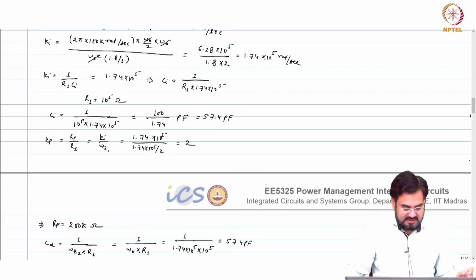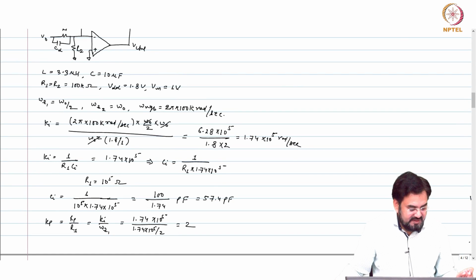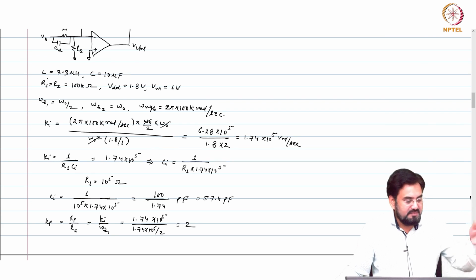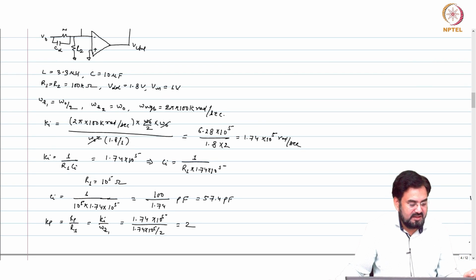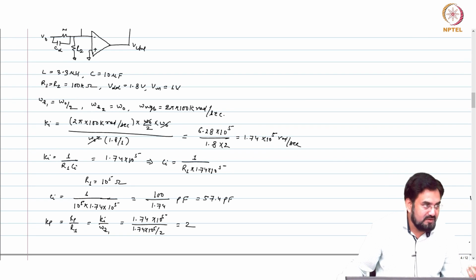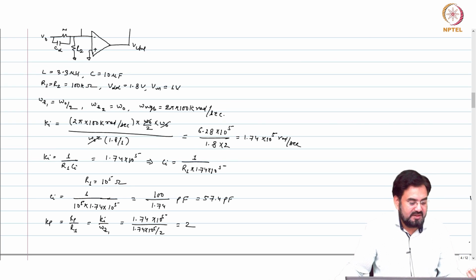All you need to do in the Excel sheet is just feed this ki formula, and in separate columns have values of L, C, R1, R2, your VDD, VM. So all these values which I have put here, you can have that, and whenever you are given the specification, you will be given the switching frequency, then from there you can calculate omega UGB.